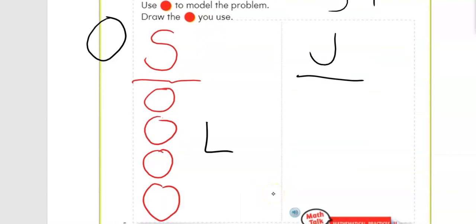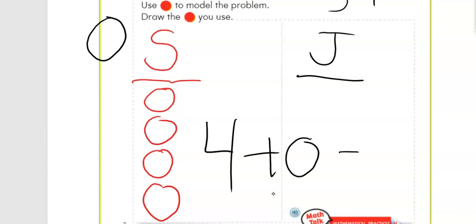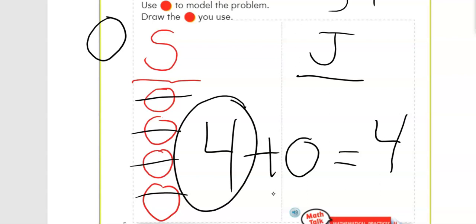So how many do we have all together? I see 4 here plus, she has 0, so plus 0. So how many do we have all together? 1, 2, 3, 4. So what happens when you add 0 to a number? Nothing. It doesn't change. The 4 is here, and the 4 is here.